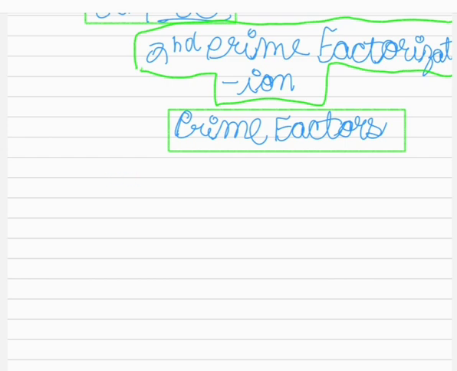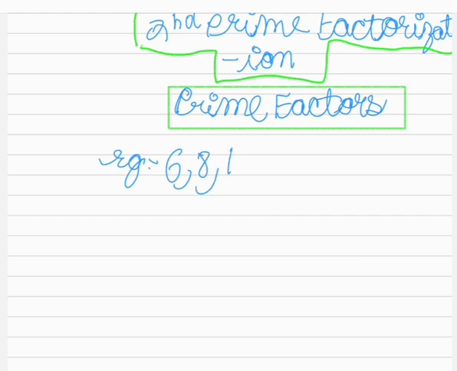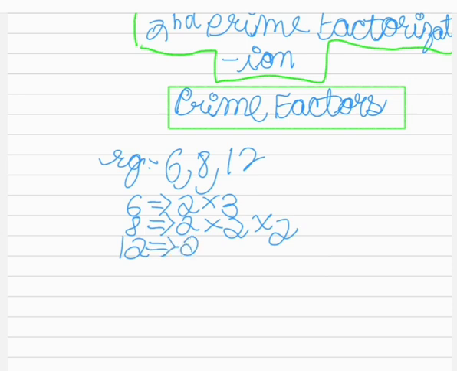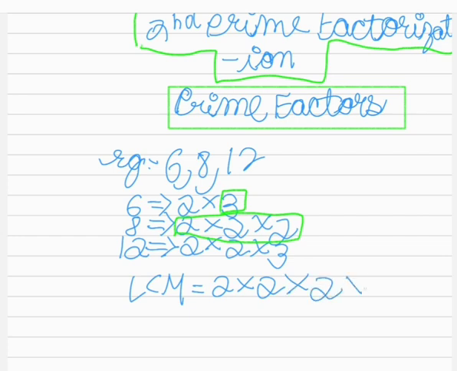Now, for example, you have to find the LCM of 6, 8 and 12. How will you find it? First, 6 is equal to 2 into 3. 8 is equal to 2 into 2 into 2, and 12 is equal to 2 into 2 into 3. The maximum number of times 2 appears is 2 into 2 into 2. The maximum number of times 3 appears is 1 time. So our LCM would be 2 into 2 into 2 into 3, which is 24, because 2 into 2 is 4, 4 into 2 is 8, 8 into 3 is 24.